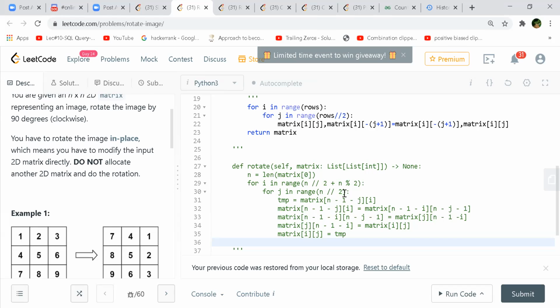So n mod 2 is for odd, right? Yeah. For odd, you'll have one extra layer to take care of. That is done by this n mod 2.